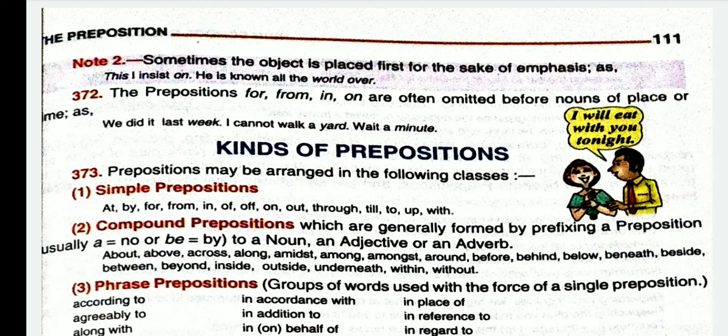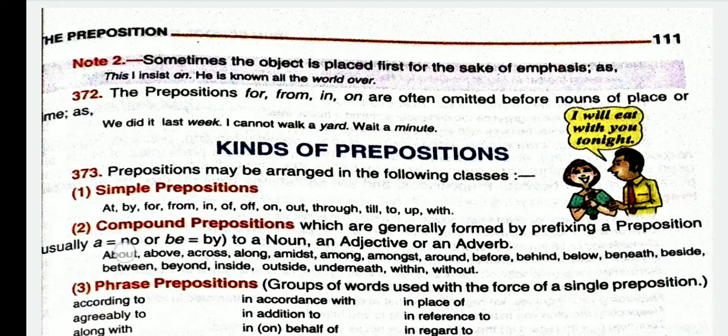Compound prepositions, as we read, are generally formed by prefixing a preposition, usually a or be, to a noun, an adjective or an adverb. When we add a or be before the noun, adjective or adverb, that becomes a preposition. Such a type of preposition is called the compound preposition.